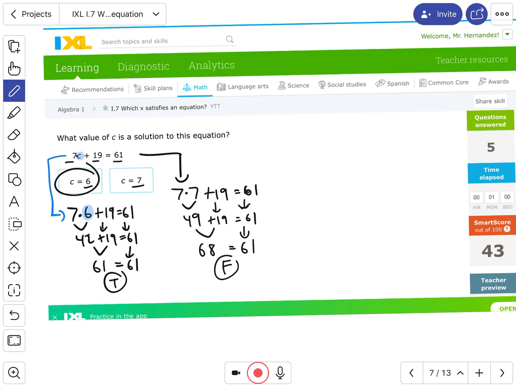So this will be true. That's the solution. Remember, solution is always true, right? It's whatever makes the equation true.